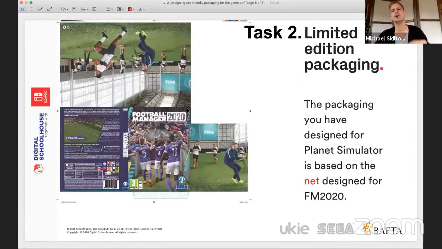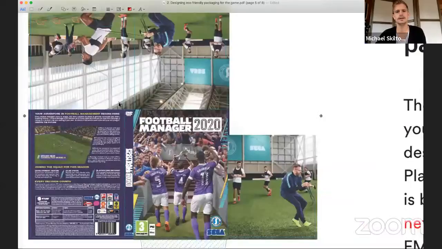What we're going to look at specifically again today is producing some packaging for our computer game. If you have a quick look on your screens, you can see that this is the net that was designed for Football Manager 2020. Interestingly on this net, we've got a few things going on here.